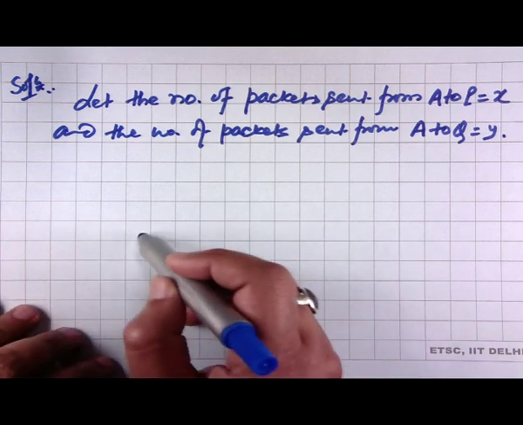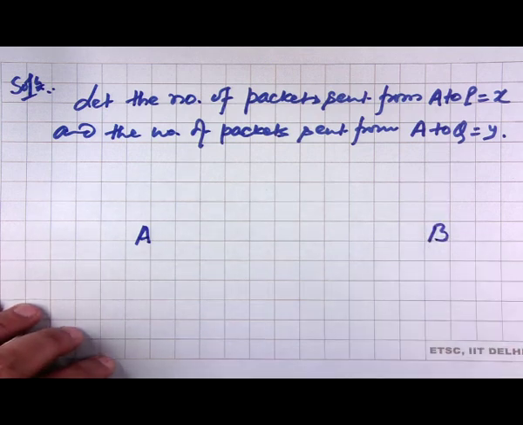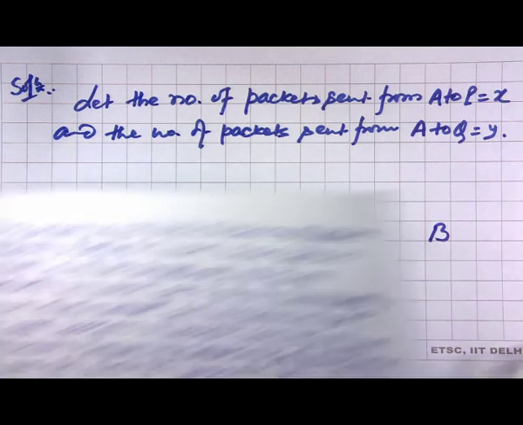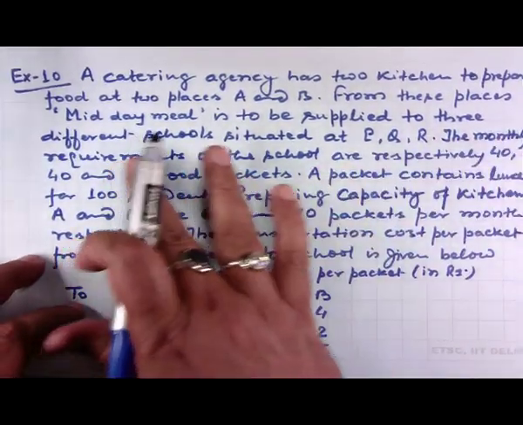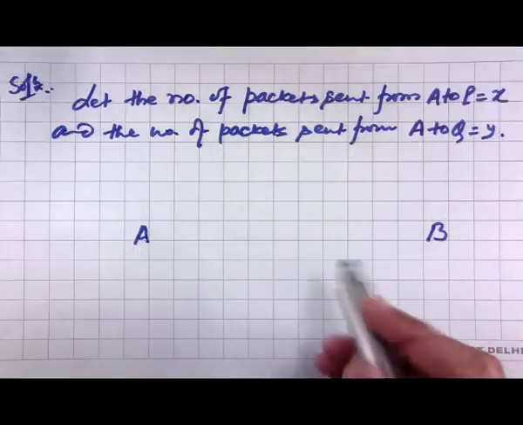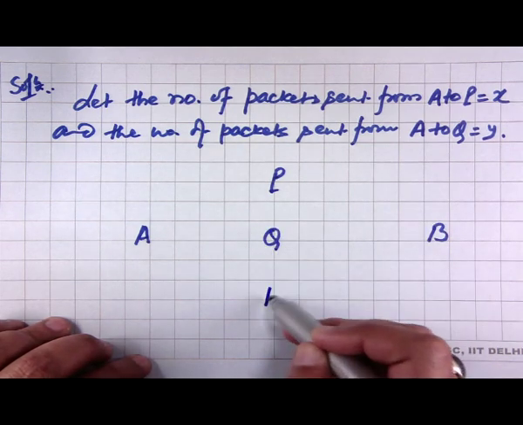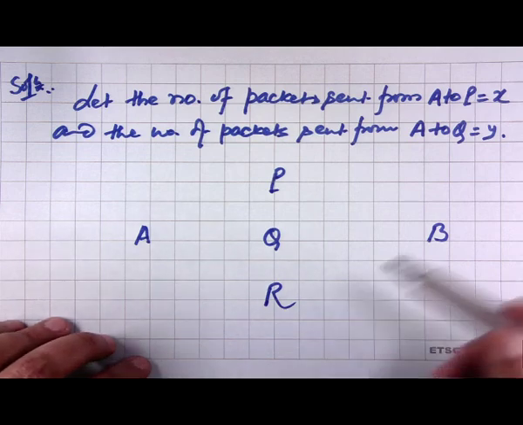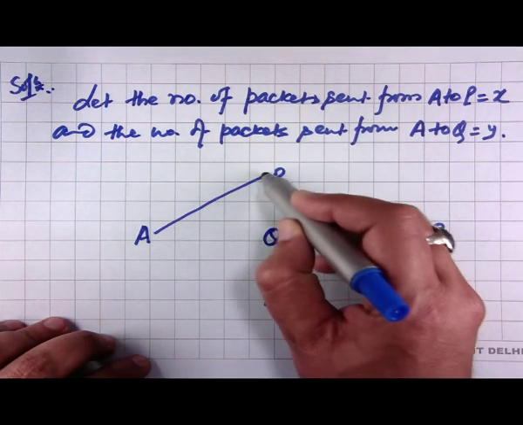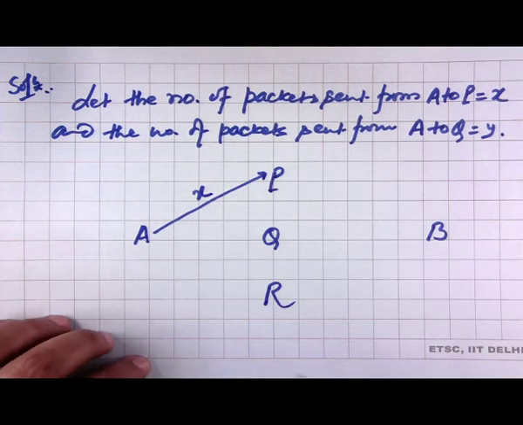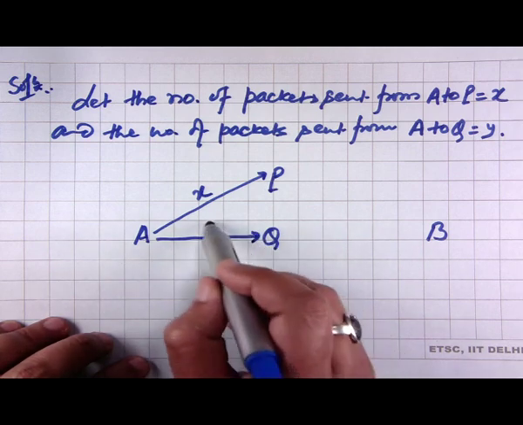A catering agency has two kitchens to prepare food at two places. So we have a kitchen at place A and a second at place B. After preparing the midday meal, we have to supply it to three different schools situated at P, Q and R. So the number of packets sent from A to P is x, and the number of packets sent from A to Q is y.